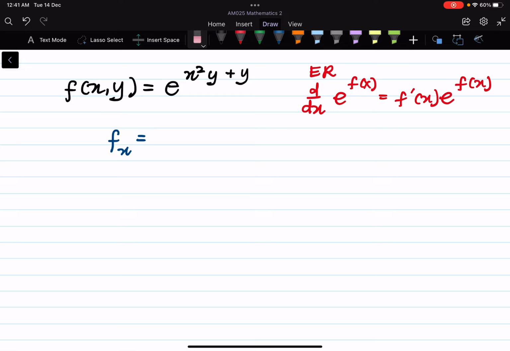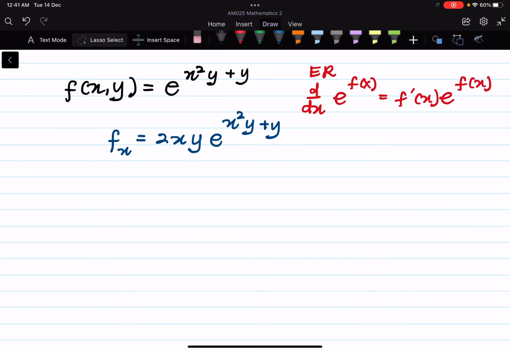So write down the y. Differentiate x squared with respect to x is 2x. Differentiate y with respect to x is 0 because y is a constant. So we are already done with the differentiation of the exponent. Now we copy down e to the power of x squared y plus y.